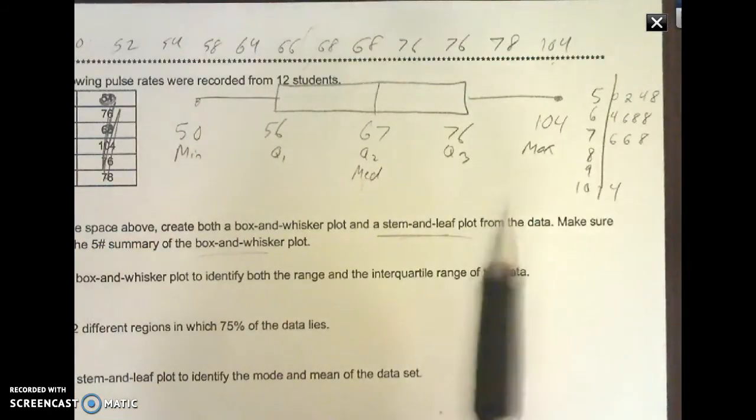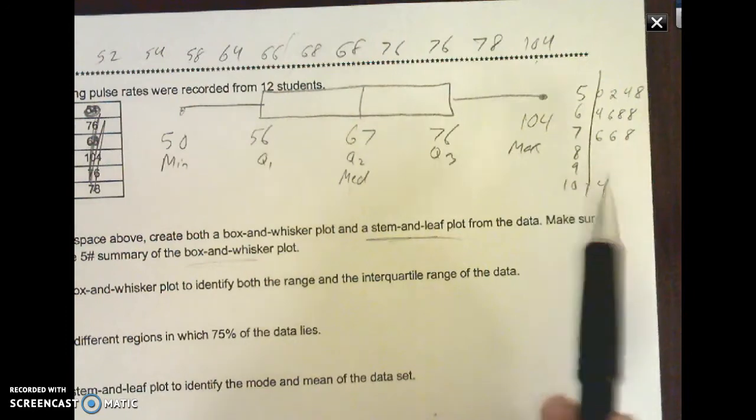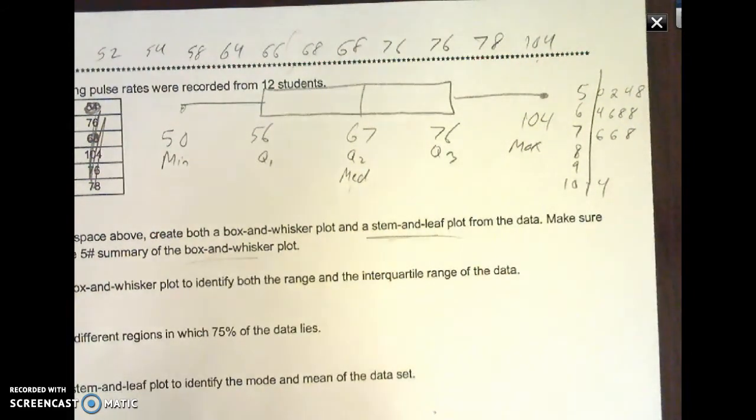Notice it says stem and leaf. Your stems are your initial number, and your leaves are numbers after it. Okay.